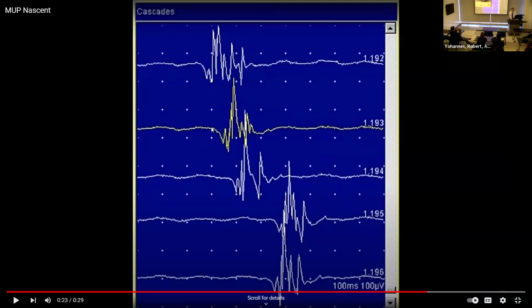And here you have to believe me that these are very long duration polyphasic units, which in EMG speak are chronic neurogenic units, okay? Long duration polyphasic. If you see that in the reports, that means neurogenic.